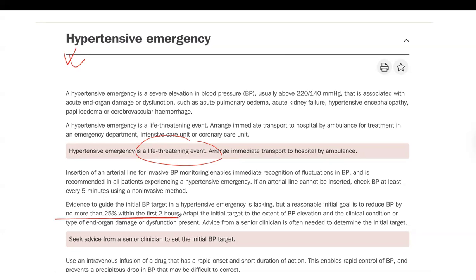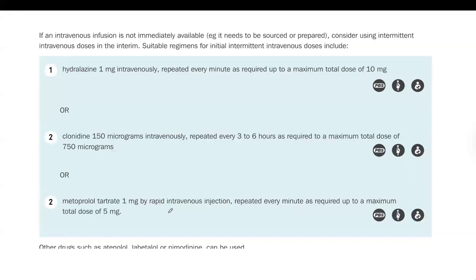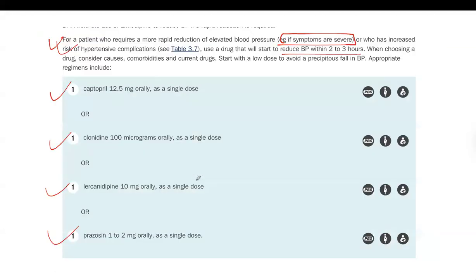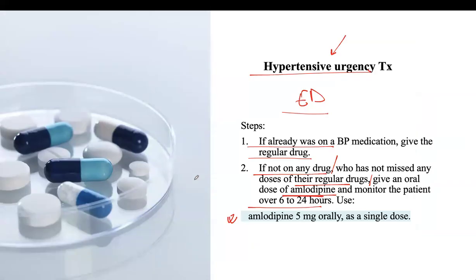So gradual reduction in the first 2 hours, and the treatment is IV hydralazine or IV clonidine or even IV metoprolol. These are the treatment. It's very unlikely that this will be given in the exam, but still it's good to know. Most likely it will be either the elevated BP without any symptom or hypertensive urgency. This is usually the case. Okay? Did you guys understand how to manage these two?